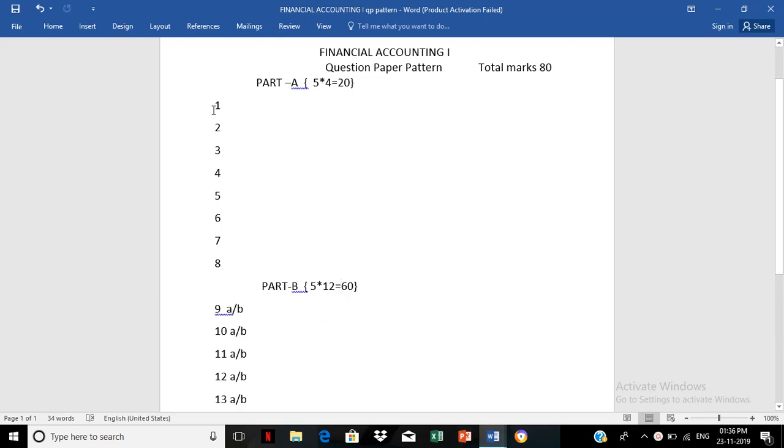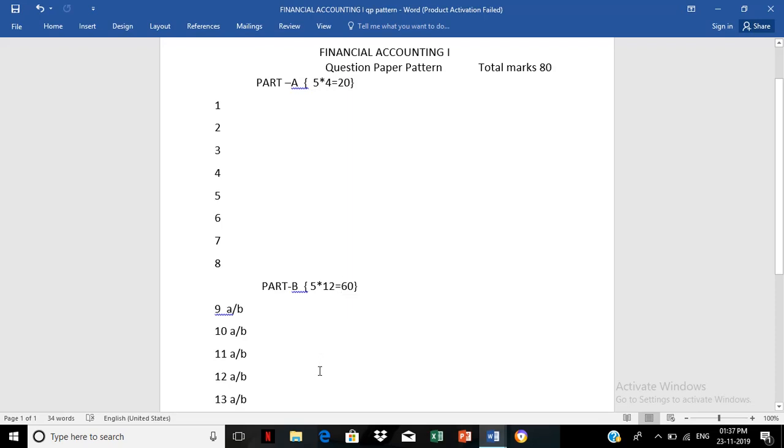Here a total of 8 questions will be given, from all 5 units because your syllabus is from 5 units. So from all 5 units you will get 8 questions. In this you will write any 5, which carries 4 marks per question. So 5 into 4 is 20.